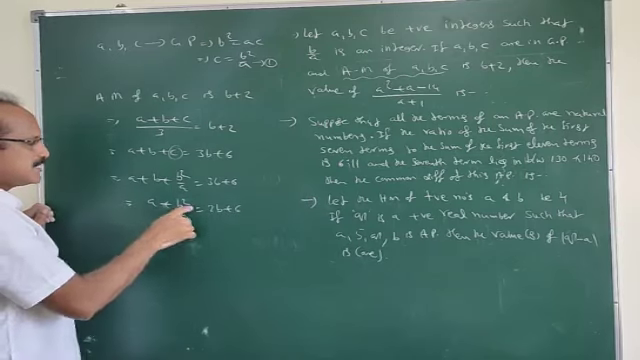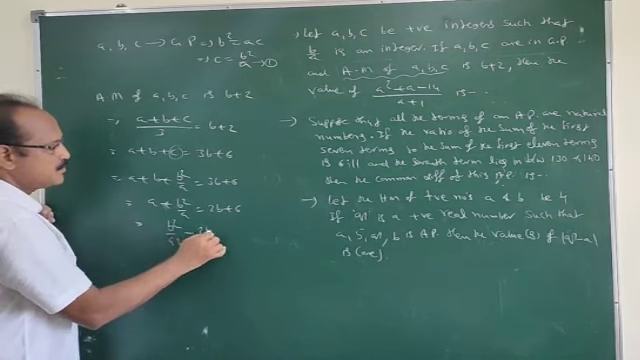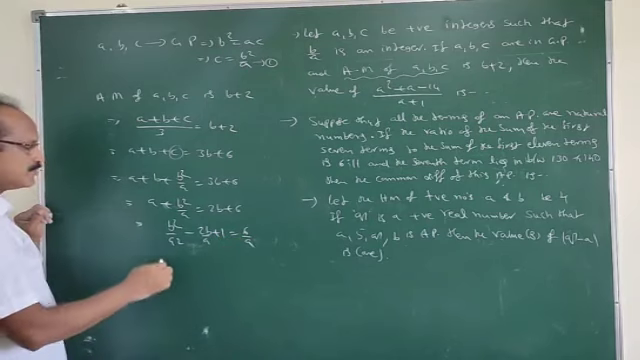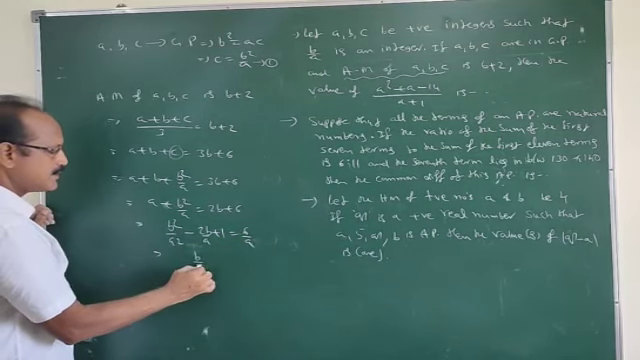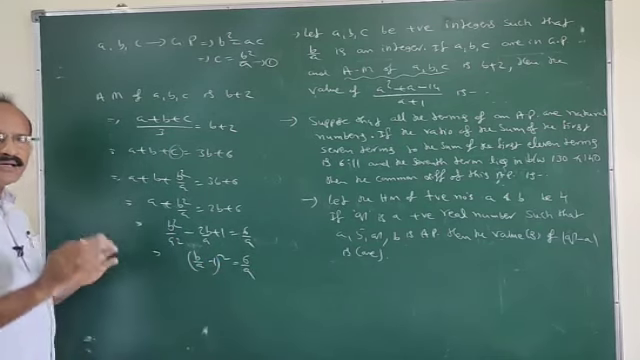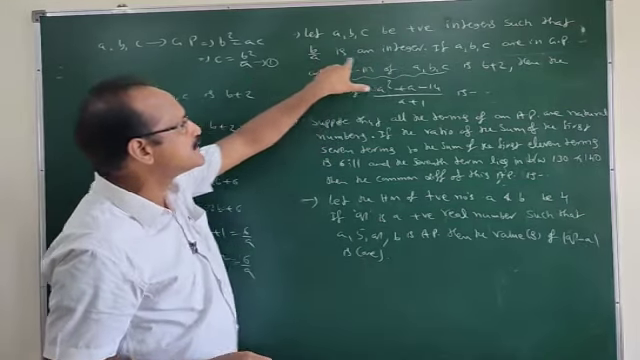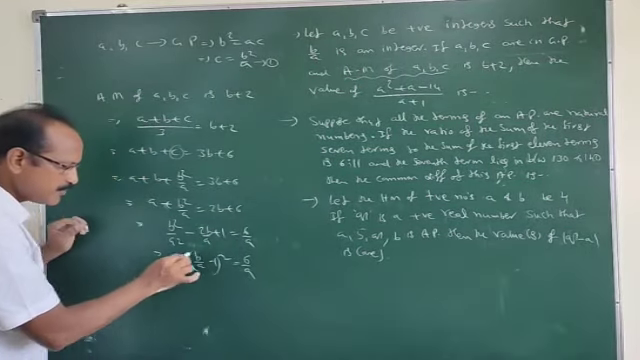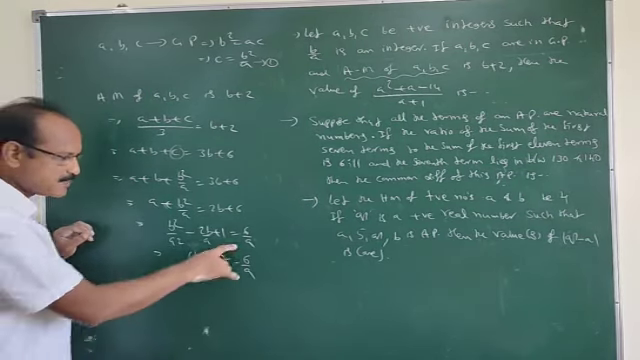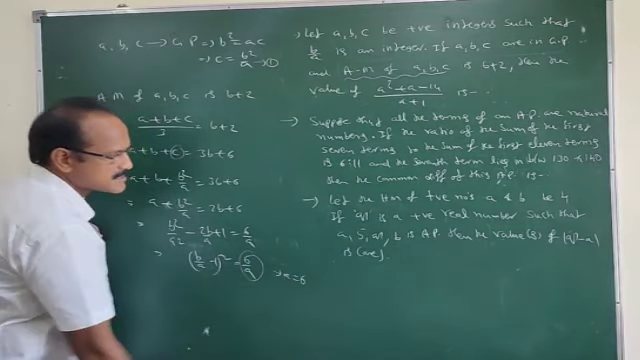I am dividing by A on both sides, that is B square by A square minus 2B by A plus 1 is equal to 6 by A. No problem. That is B by A minus 1 whole square, as it is a perfect square term, is equal to 6 by A. Here B by A is given as an integer. If B by A is an integer, then 6 by A must be an integer. It is an integer only when A is 6.